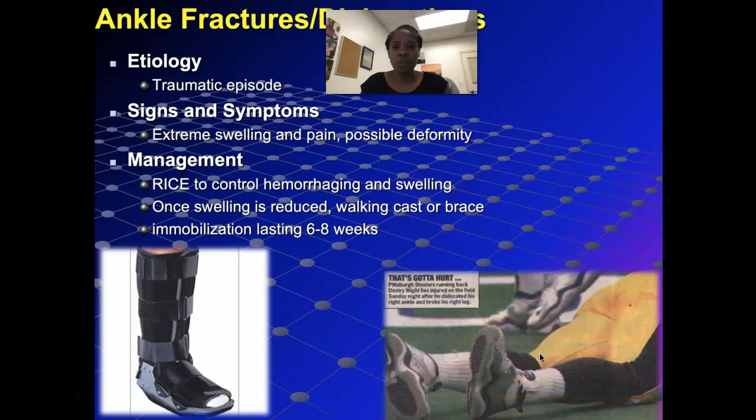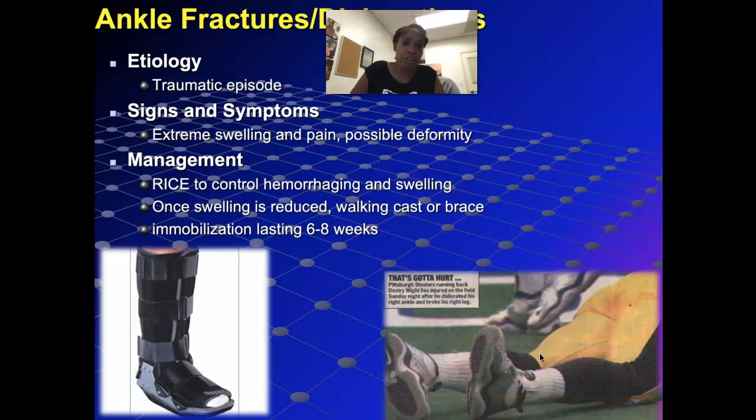In terms of management for these particular patients, we are going to control bleeding if in fact the bone has protruded through the skin. We're going to splint them, and then we are literally going to refer them out. If it's a dislocation and there's no neural compromise, we've seen patients return within 6 to 8 weeks.